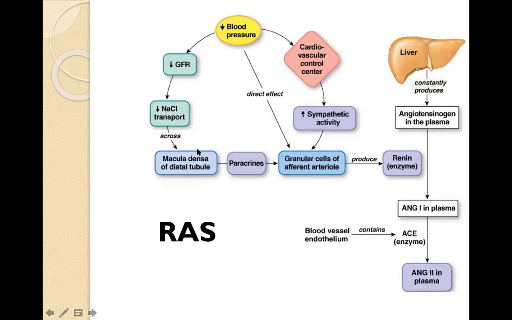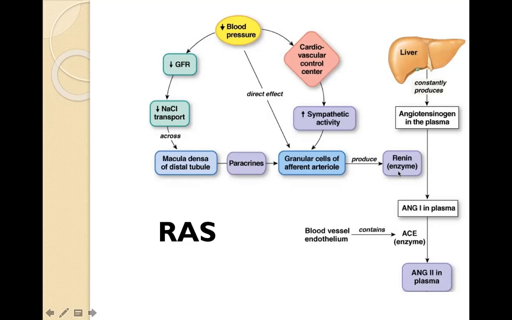When that is sensed, paracrine factors are released, and the granular cells of the afferent arteriole, you may have to go through the anatomy of the juxtaglomerular apparatus a little bit before going through this, so that you remember where everything is, those granular cells are going to produce an enzyme called renin. And that renin is going to be released into the blood. So this is an endocrine hormone. This is one of the endocrine hormones that the kidney produces. So renin is released into the bloodstream.